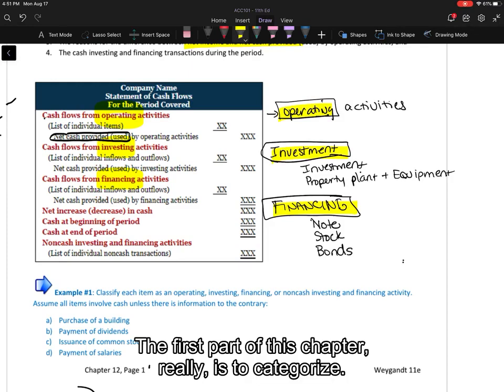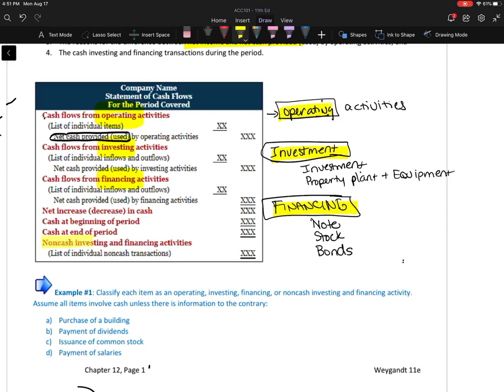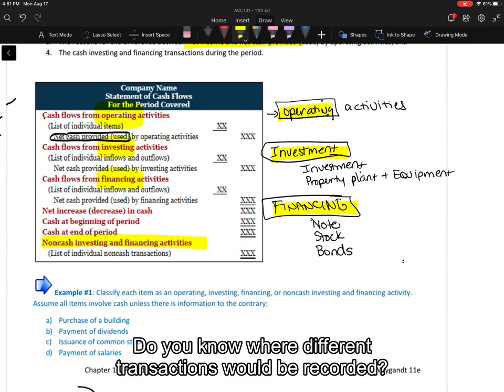So the first part of this chapter really is to categorize. Do you know where different transactions would be recorded?